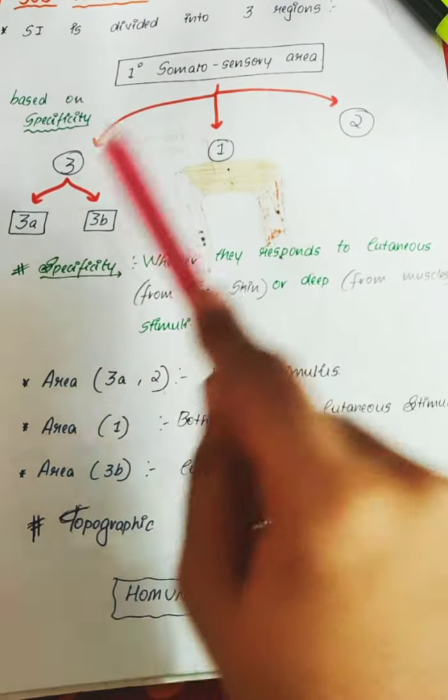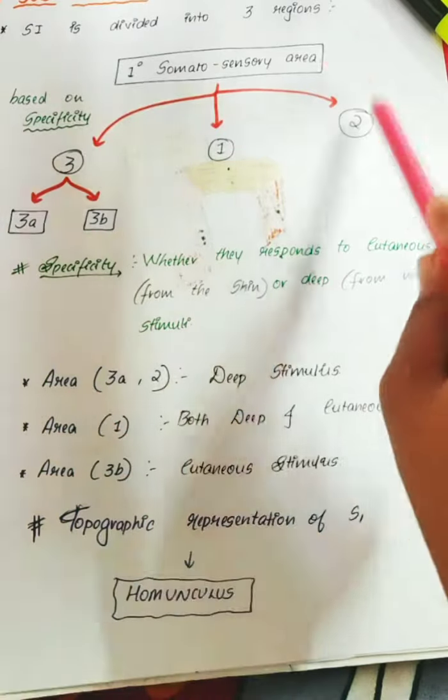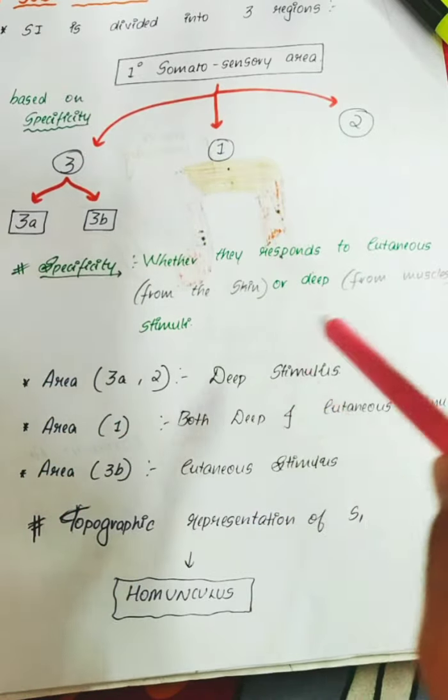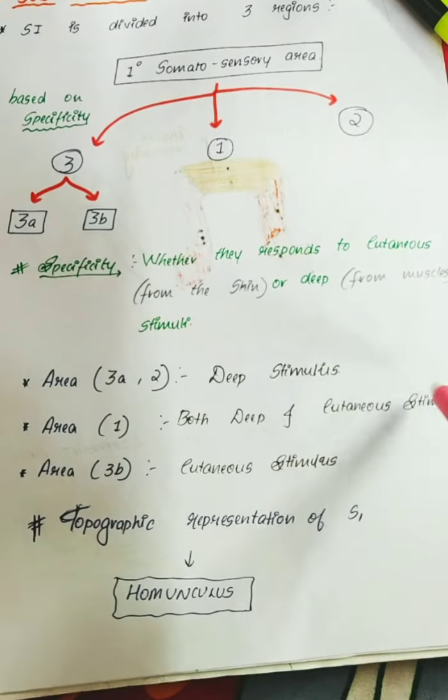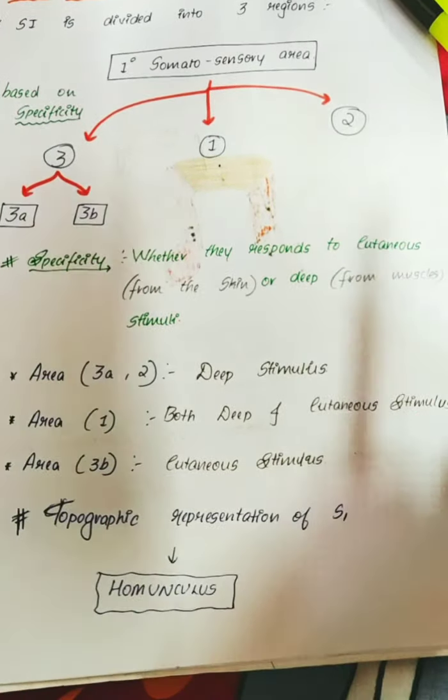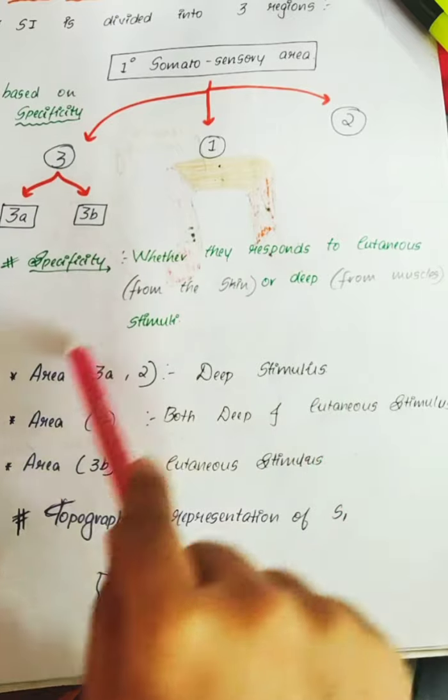So area number 3A as well as 2, 3A and 2 are giving response to deep stimulus. Area number 1 is giving response to both deep and cutaneous stimulus, whereas area number 3B is giving response to cutaneous stimulus. You have to remember these three.